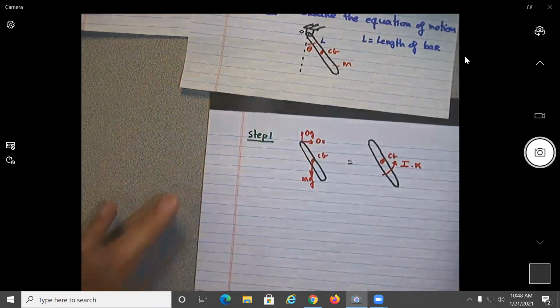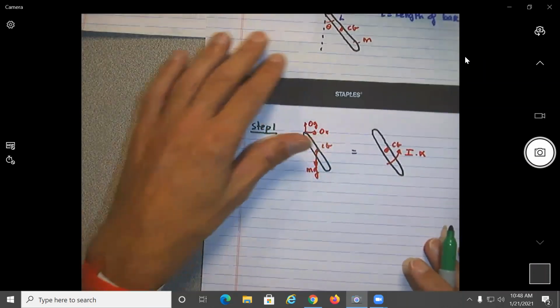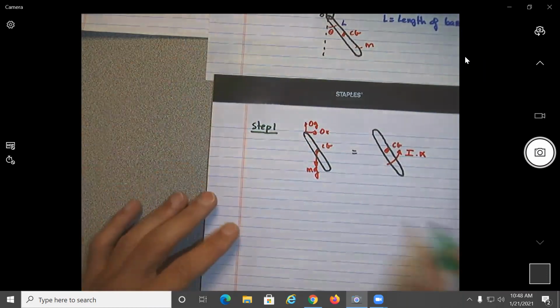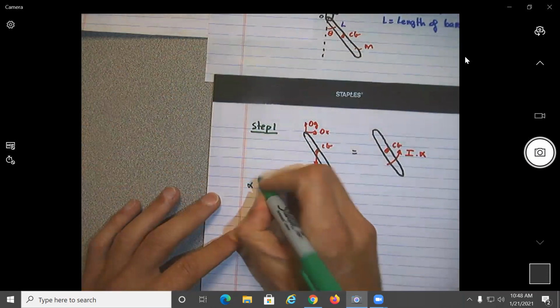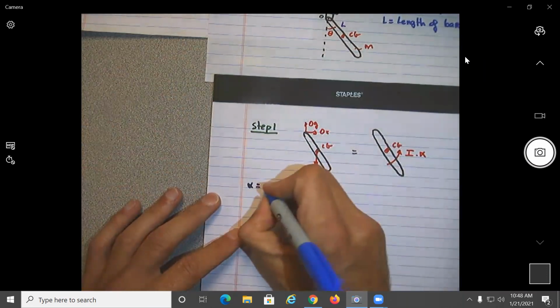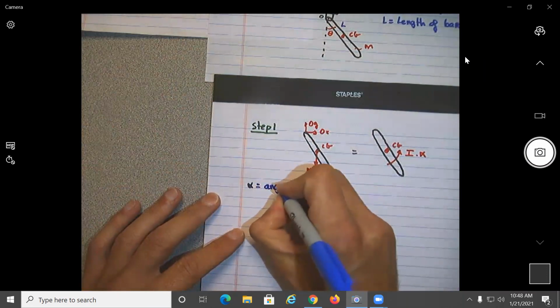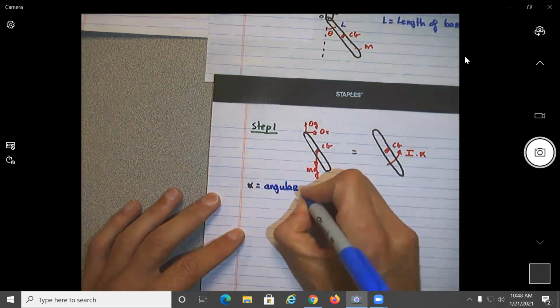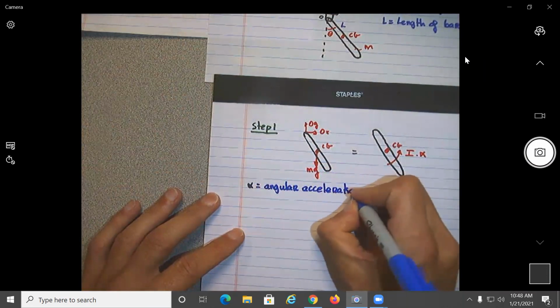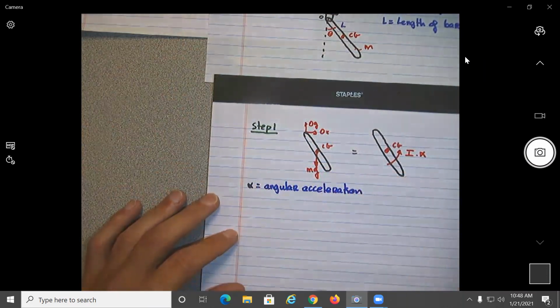Because now this is an important part, and I'm not going to go into much detail. This should be dynamics, sorry. So what is alpha? Alpha, by definition, is the angular acceleration.